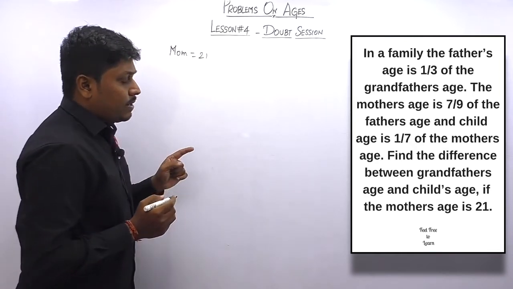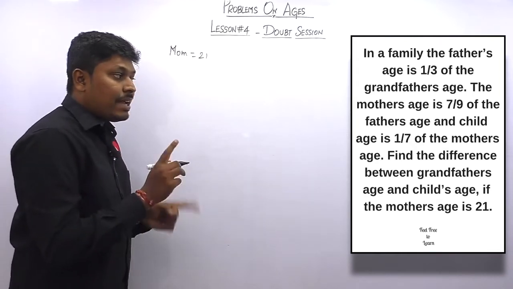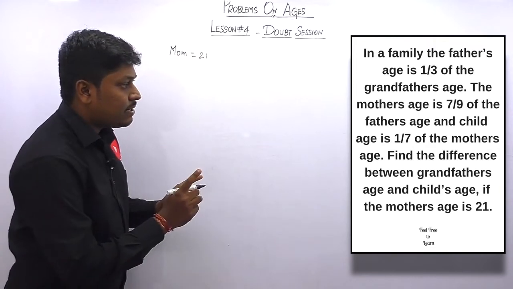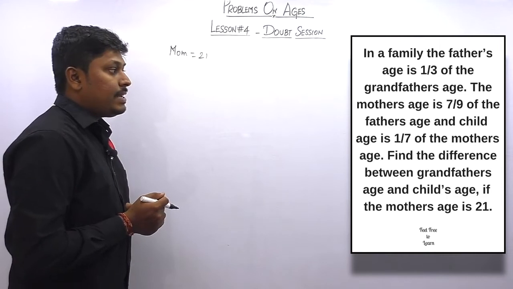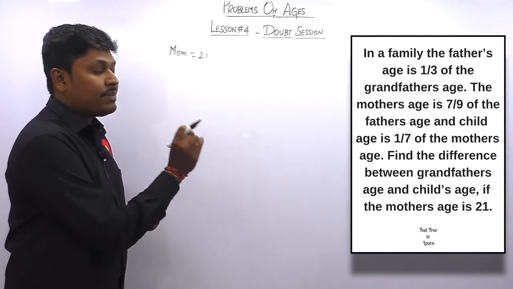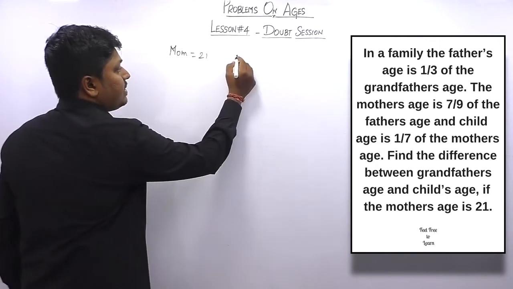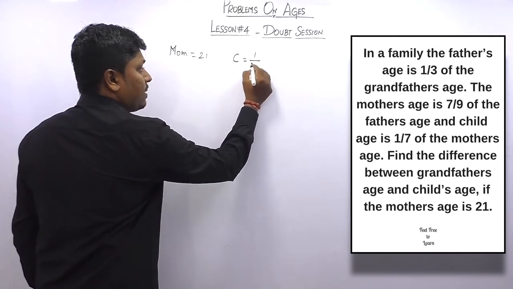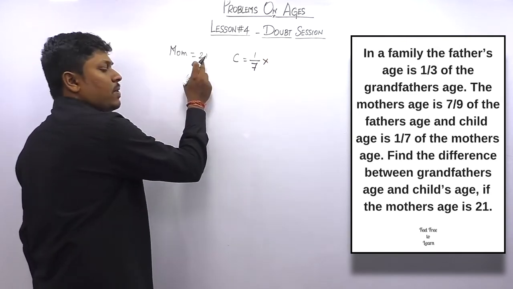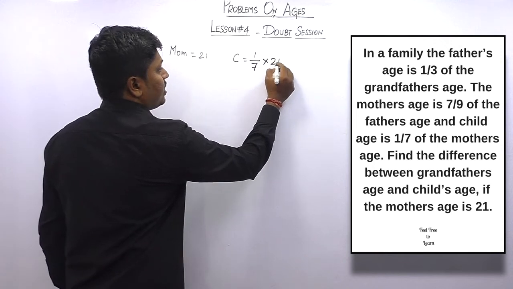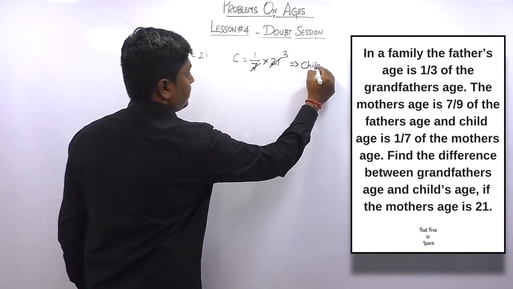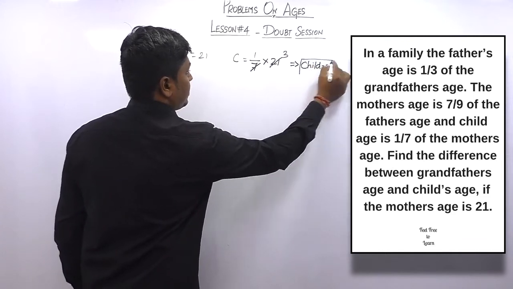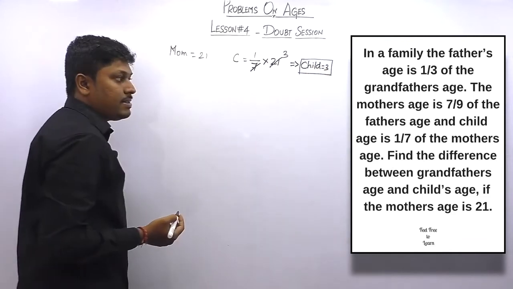And let me do one thing. Our target is to find the difference between the grandfather's age and the child's age, right? So first let me find the child's age, because the child's age is 1/7 of the mother's age. So we can easily say the child's age is 1/7 of the mother's age, and we already know that the mother's age is 21. So we can cancel this and we can say the child's age is 3. So it is easy, right? So first we have calculated the child's age, that is 3.